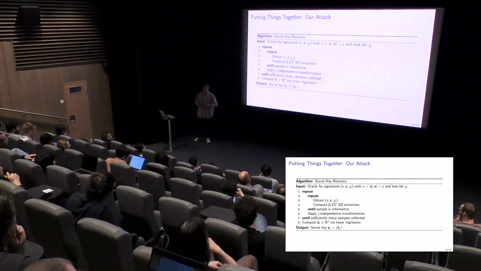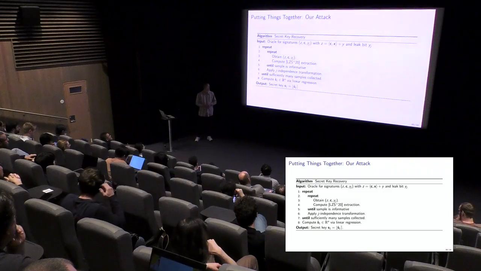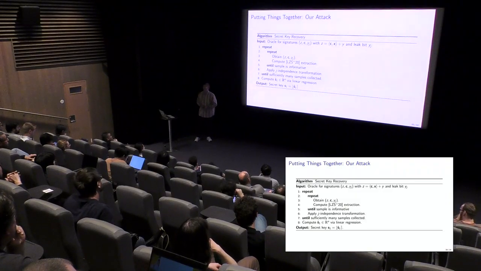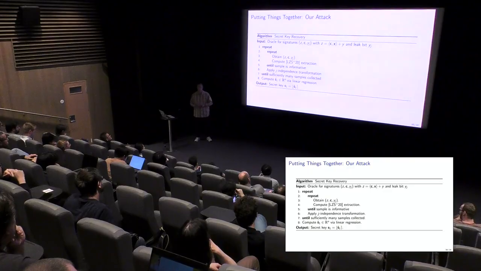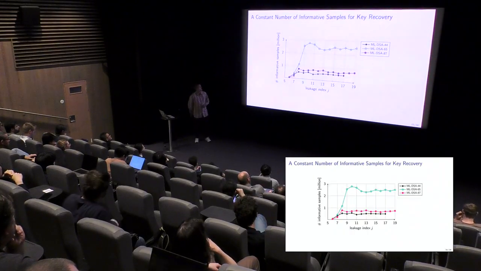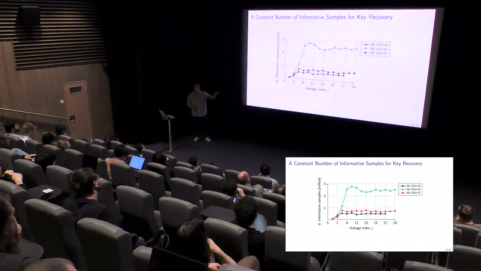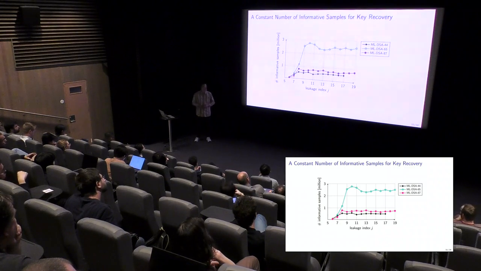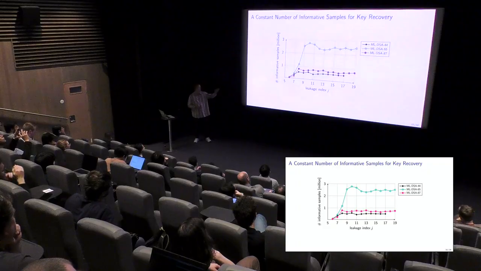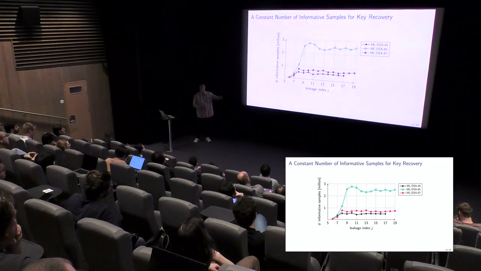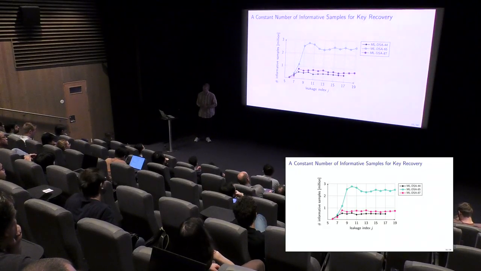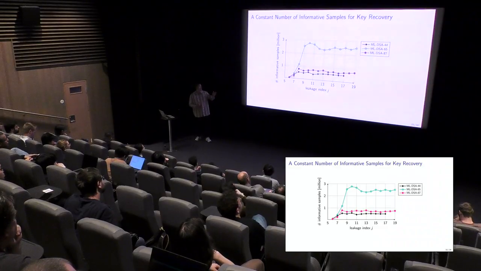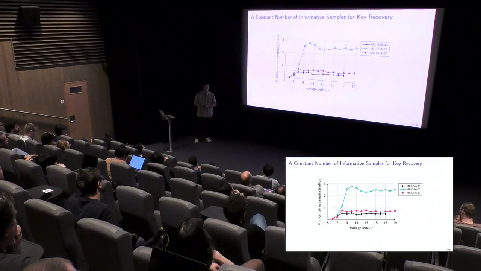In our paper, we give an estimation for the interested, how many signatures are required for the attack to recover the key successfully. Let's look at the results. So on the x-axis, you can see the leakage index. On the y-axis, the number of informative samples in million. You can see that, for example, for MLDSA 4.4, we require 500,000 informative samples, independent of the leakage index. For all higher order leakage indices, we require the same number.